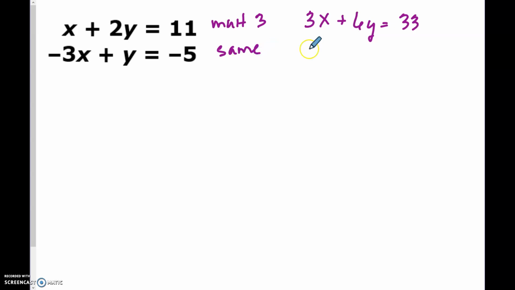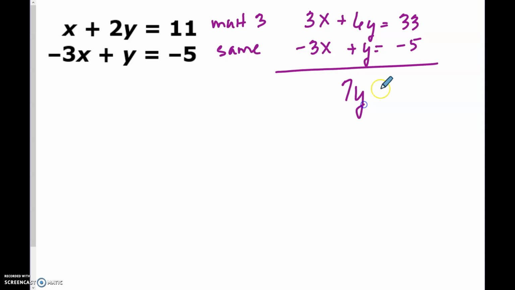Why am I going to keep it the same? Because when we look at these x's and the way that they are all lined up, when I add these together, what is going to happen with my x's? Okay, my x's are going to end up canceling out, and 6y plus 1y gives me 7y, and 33 minus 5 gives me 28. And now when you divide by 7, I get y is 4.